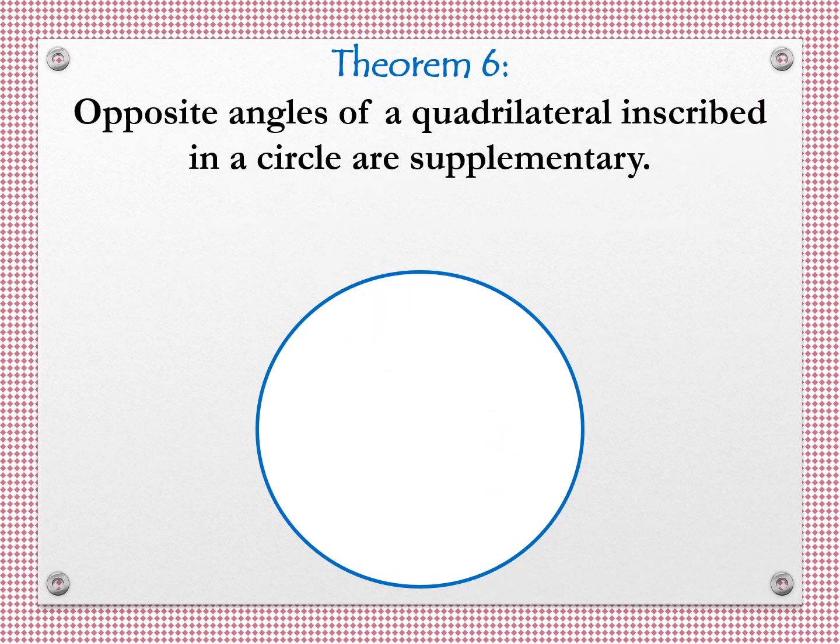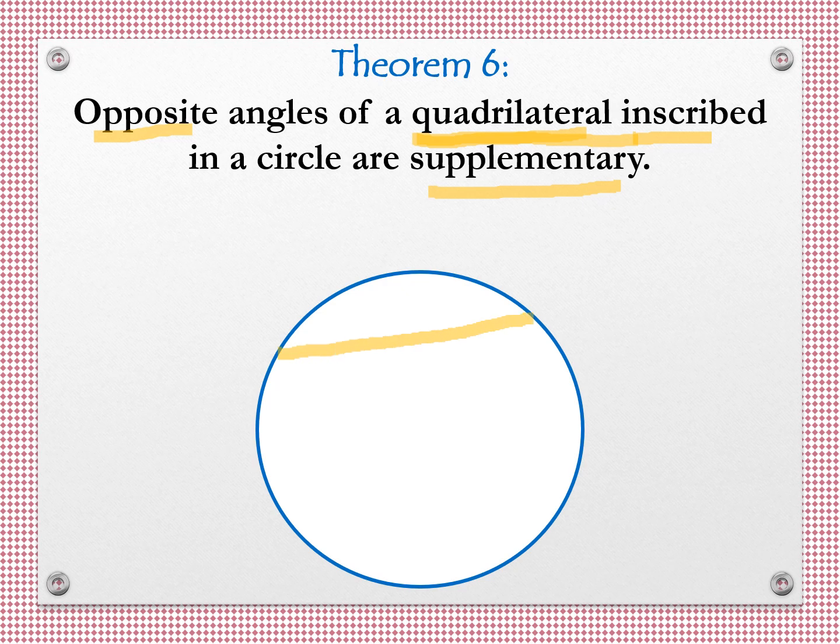Theorem number 6: opposite angles of a quadrilateral inscribed in a circle are supplementary. Opposite, quadrilateral, inscribed, supplementary. These are the important terms here. Let me draw an inscribed quadrilateral. When we say quadrilateral, it is any figure with 4 sides, whether rectangle, square, rhombus, parallelogram, and other figures having 4 sides.